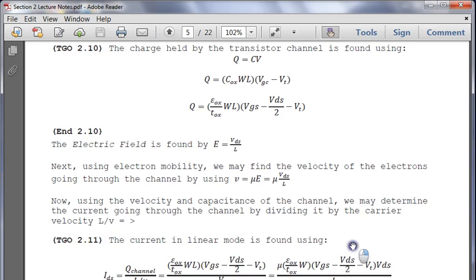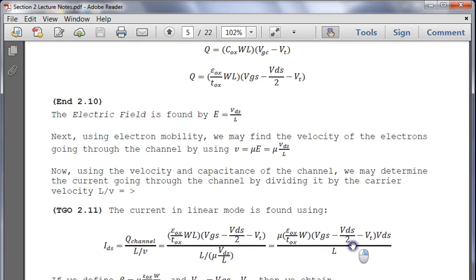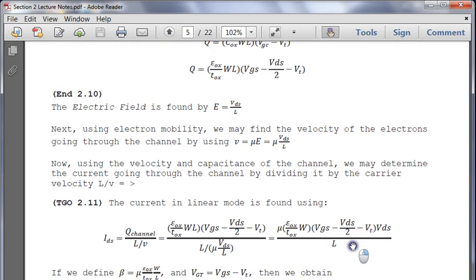So we can use our current in linear mode. Now we know that the charge of the channel equal to the length divided by the electron velocity is equal to IDS. So now we start putting in our equations that we derived before. We put in this equation here for charge that was from 2.10.